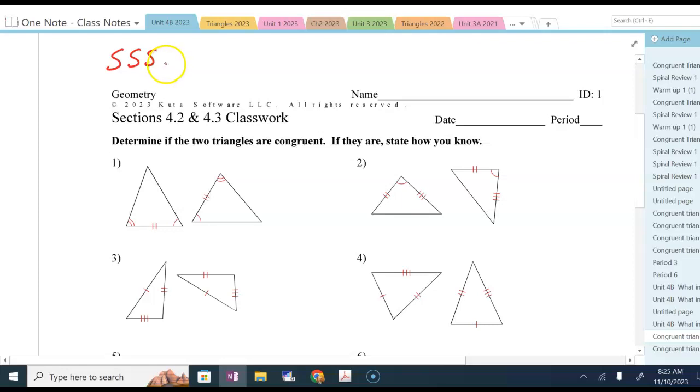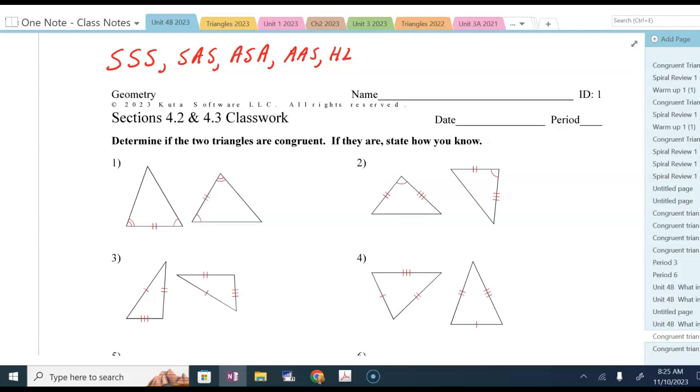The first one, side, side, side, that I wrote at the top. Second one, side, angle, side. Third one, angle, side, angle. Fourth one, angle, angle, side. And the fifth one, hypotenuse, leg. We also talked about ways that did not work, and as we go through this worksheet, I will discuss those.